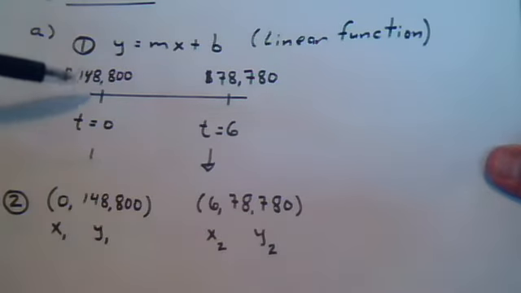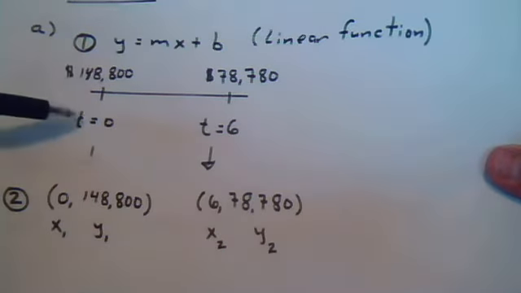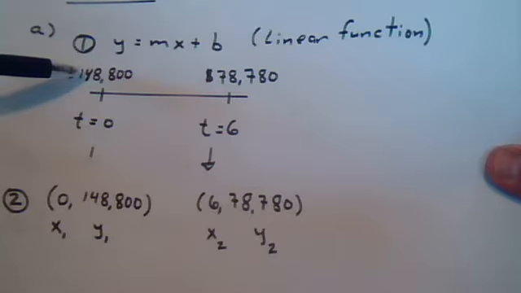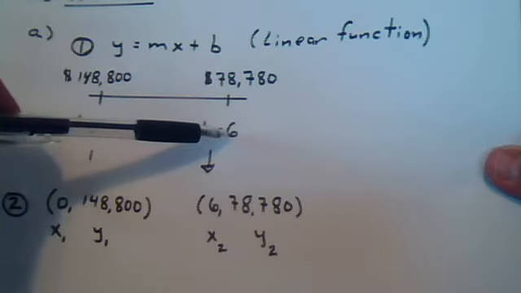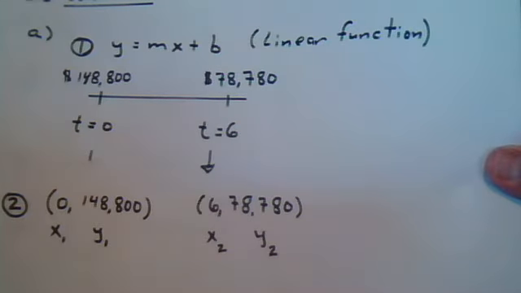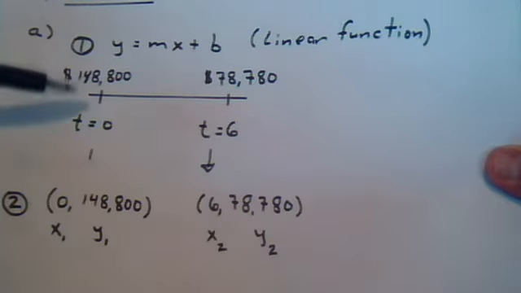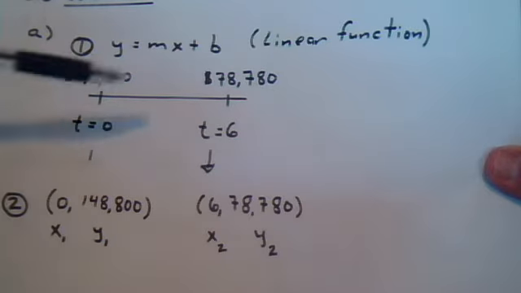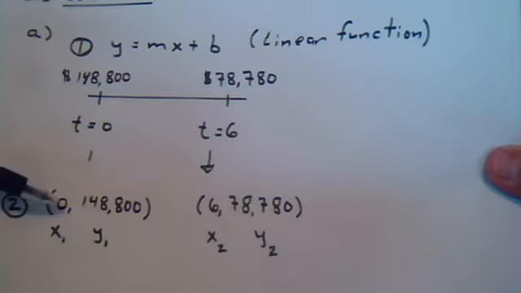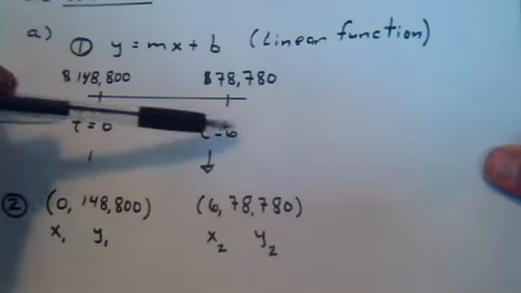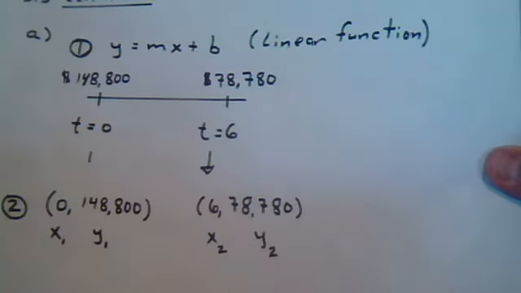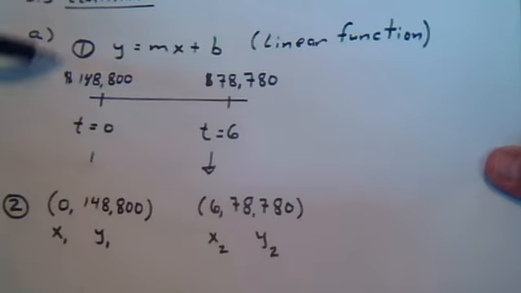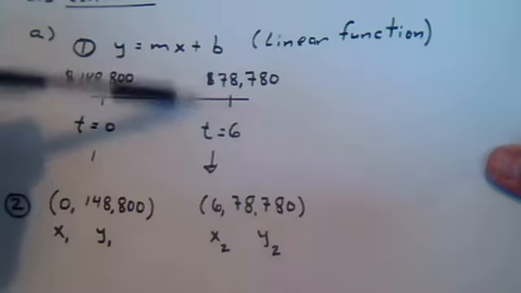So here's a timeline. They said that at the beginning, so that time equals 0, the machine was $148,800. And then 6 years went by. So at the 6-year mark, it went down to $78,780. So notice the t is acting like the x. So here are the x's, 0 and 6 here. And the price is acting like the y. So here are 2 points. These two make this point. These two make this point.